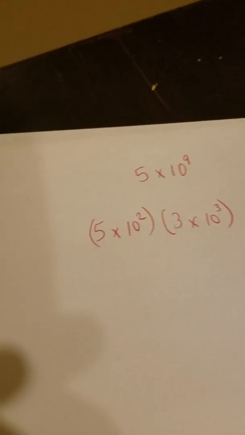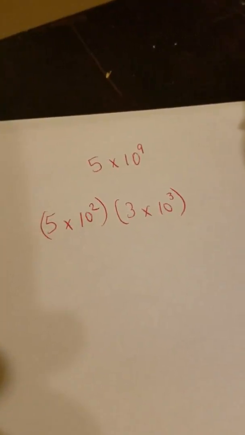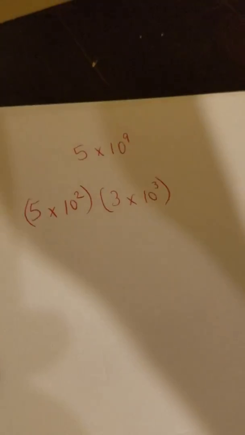So let's give two examples where I use small exponents. Let's say 5 times 10 to the power of 2 times 3 times 10 to the power of 3. Okay, this seems pretty small. So I'm going to do it the scientific way first, the computation that we learn in class.